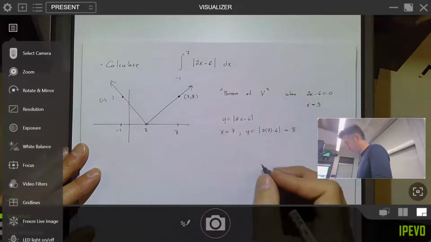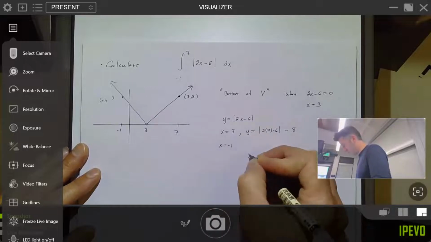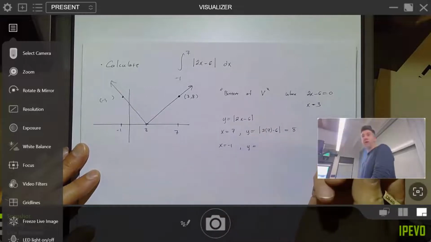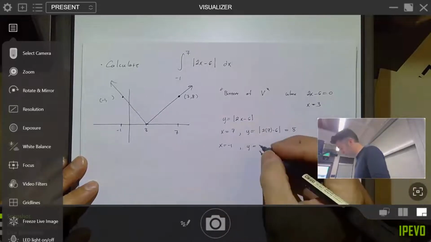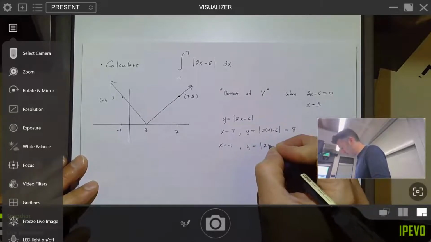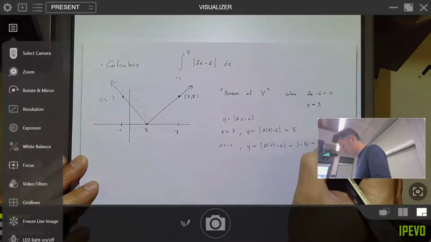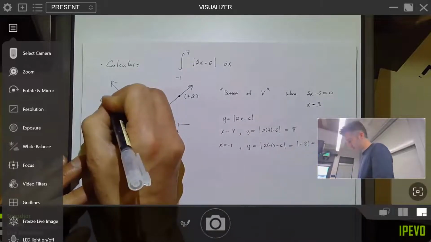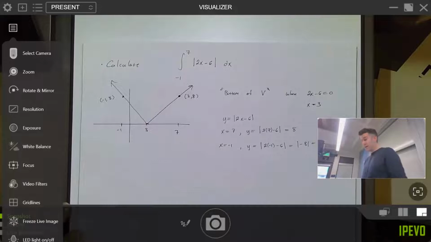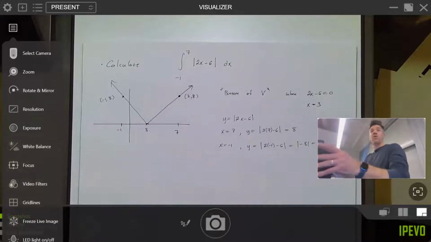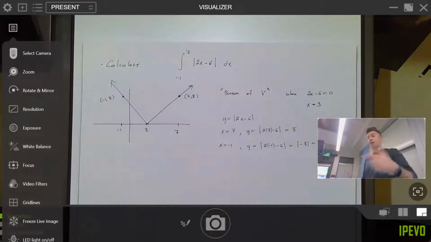If we plug in x equal to -1, we get a y value of, I actually do have the same height, it happened to be the same, of 2 times -1 minus 6, which is the absolute value of -8, which is 8. So then I can find the area under the curve, which is what the definite integral is asking us for.